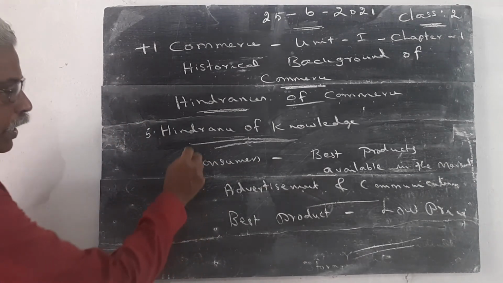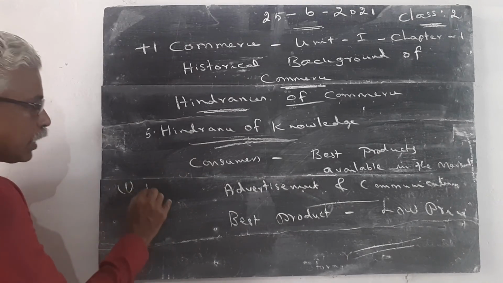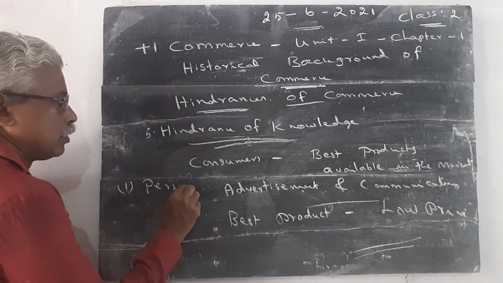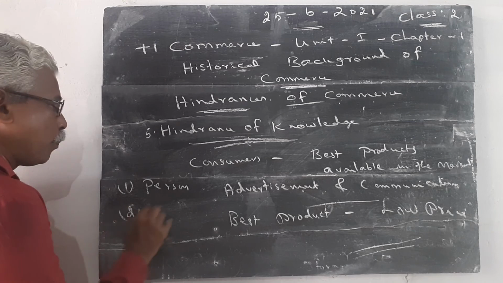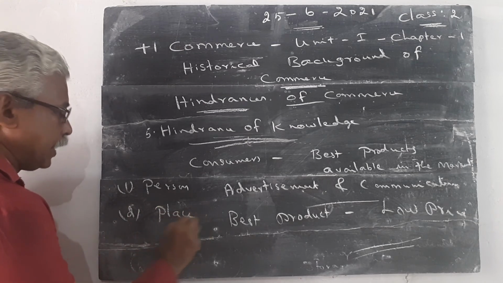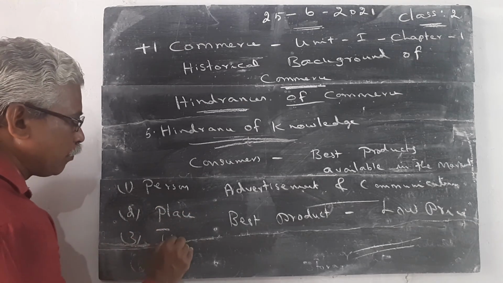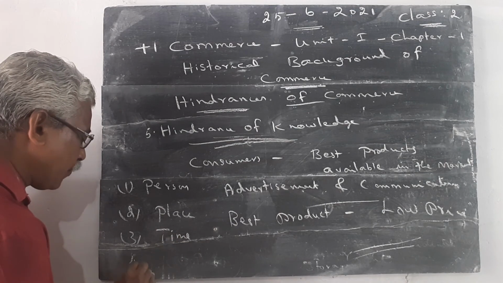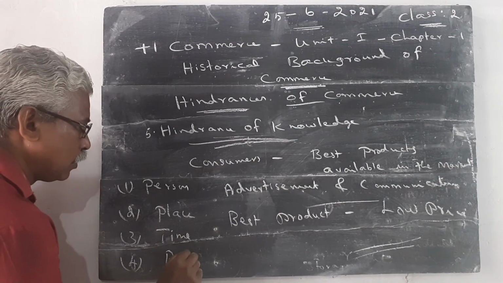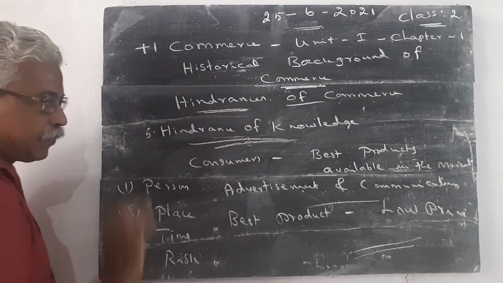Once again I explain. Hindrance of person, hindrance of place, hindrance of time, hindrance of risk. Point number 5, hindrance of knowledge.